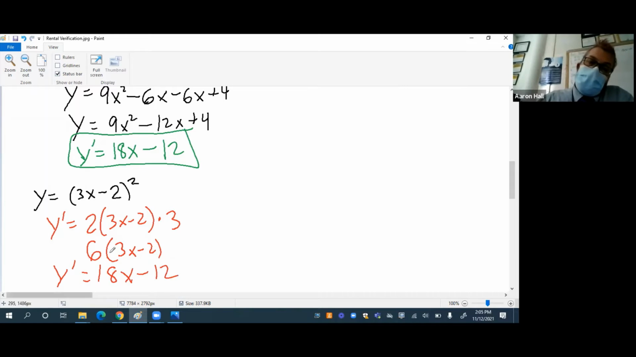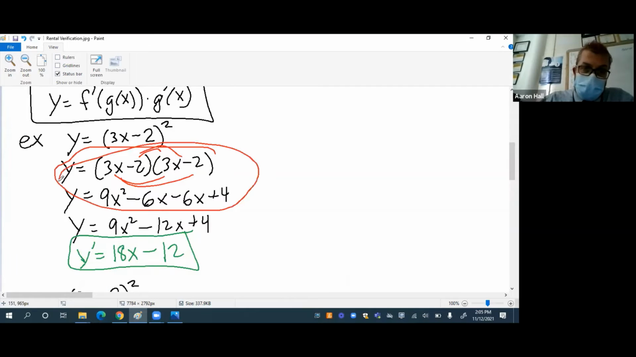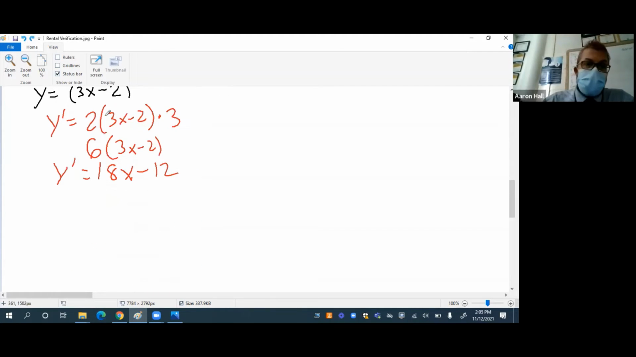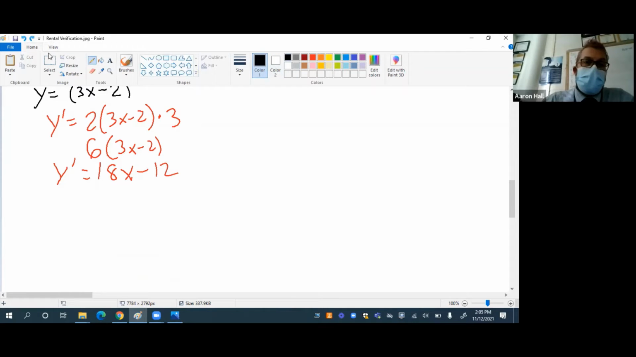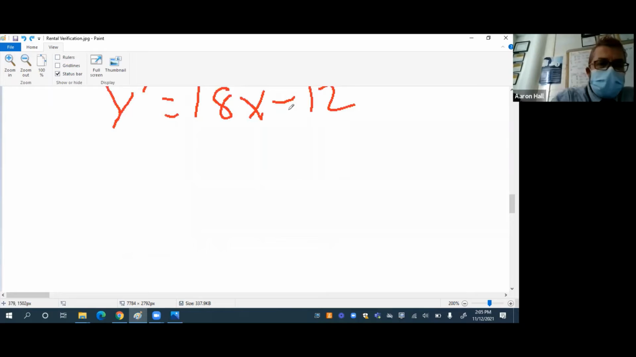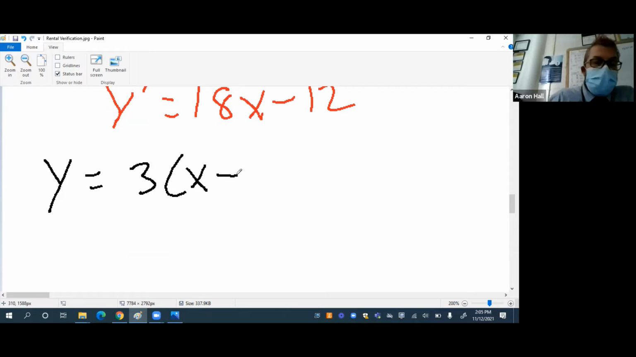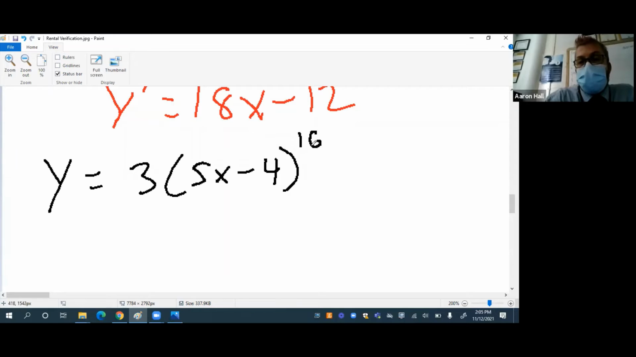Well, then the question is, why even learn the chain rule? Why not always just distribute and then we have terms, and at that point, just do the power rule for each of the terms? Well, what if you were given a problem like this? What if I was given a problem where I have y equals 3 times x minus 5x minus 4 to the power of 16, and I want to find the derivative of this.